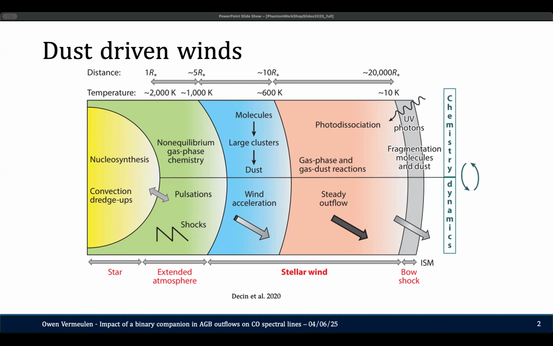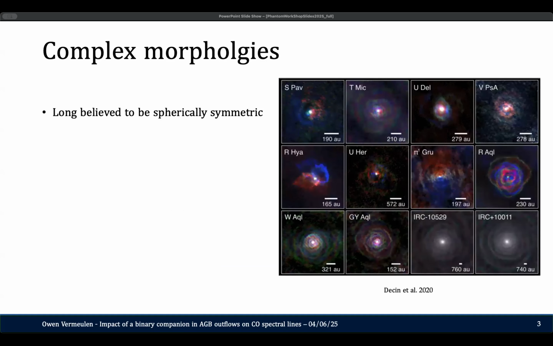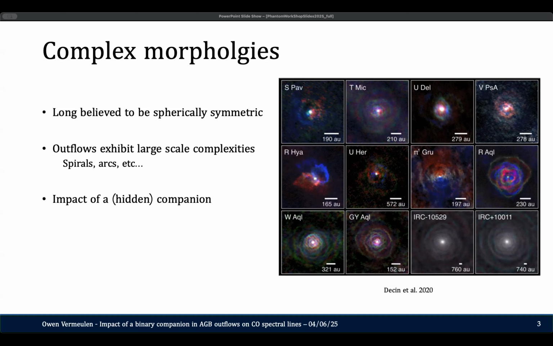Now, for a very long time, the resulting outflows were believed to be spherically symmetric because there's no real reason to deviate from this, or so we thought. Because now with observations using, for example, ALMA, which are shown here on the right, we see that a wide variety of complex structures can actually be found in these kinds of systems. So we see, for example, some spiral-like structures, some arcs, and even more complex behavior, and even bipolar outflows. The explanation for these different morphologies is that there is a previously unrecognized binary companion hidden in this outflow, and as it is orbiting around this AGB star, it is shaping the wind.